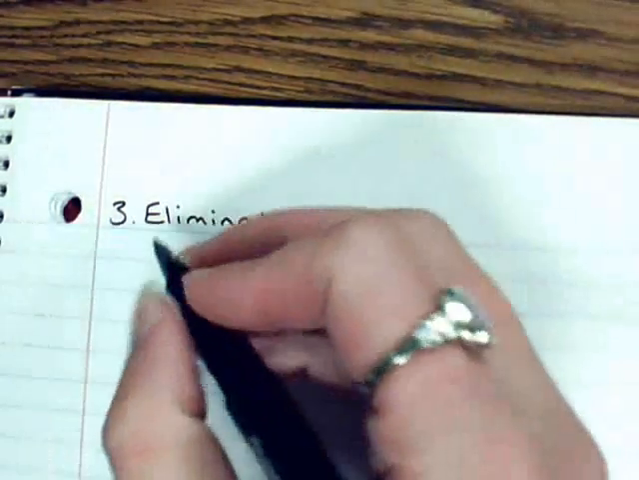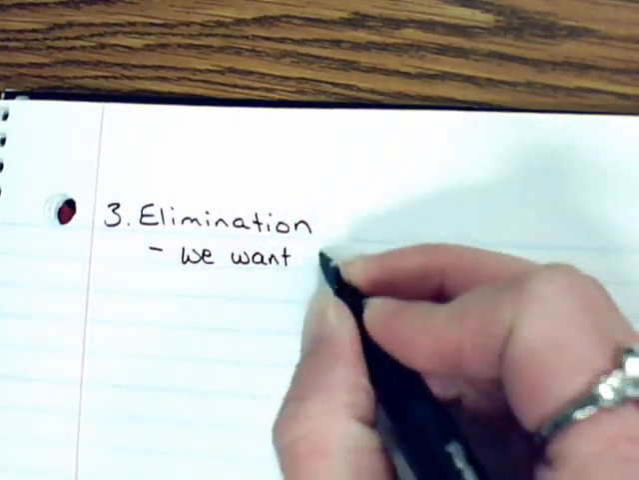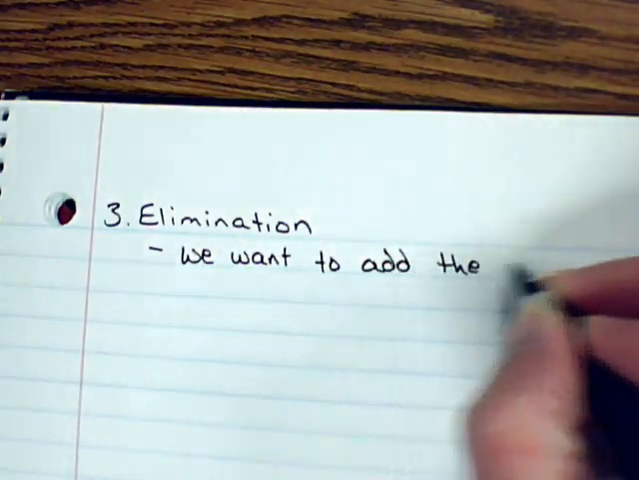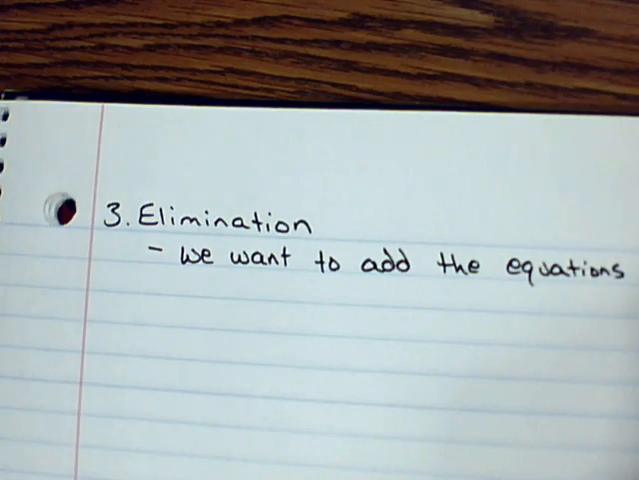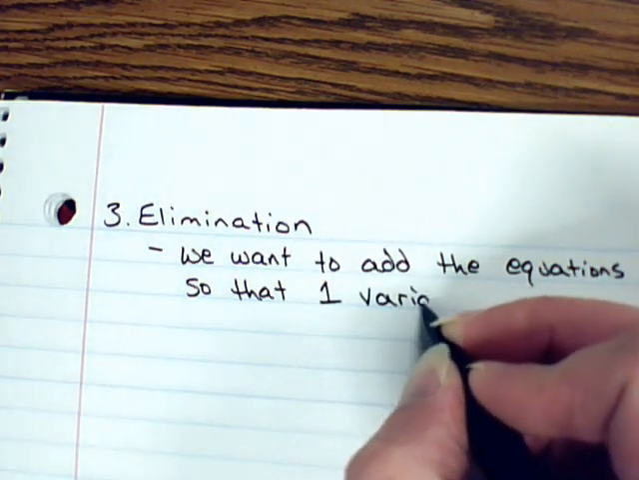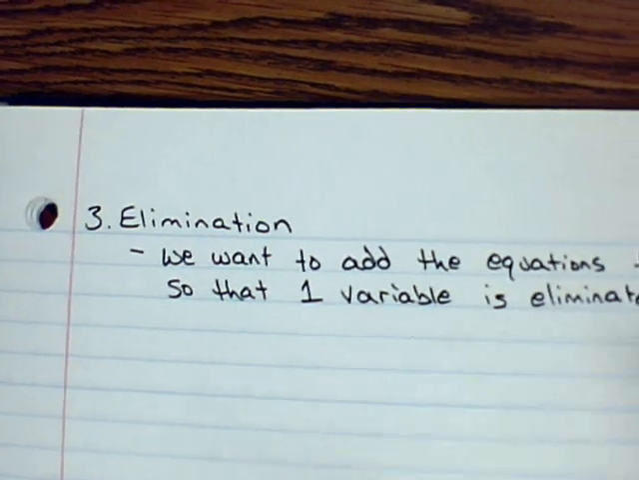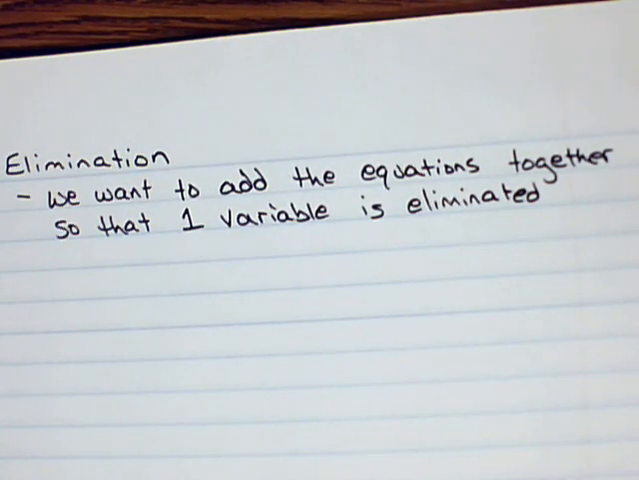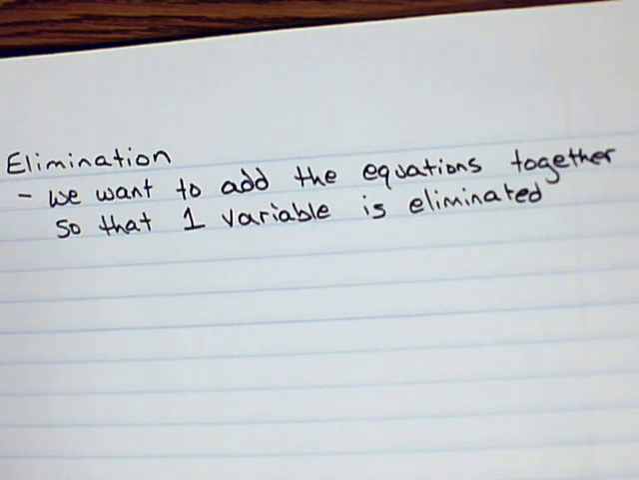Okay, the next method is elimination. Now, the point of elimination is we want to add the equations together so that one variable is eliminated. We want to make sure one variable gets eliminated. Now, I'm going to go ahead and do a little step-by-step process, but as I do it, I'll do an example as we go along.